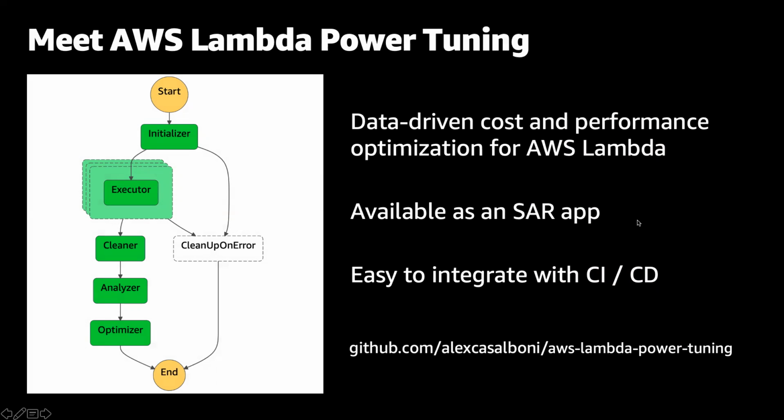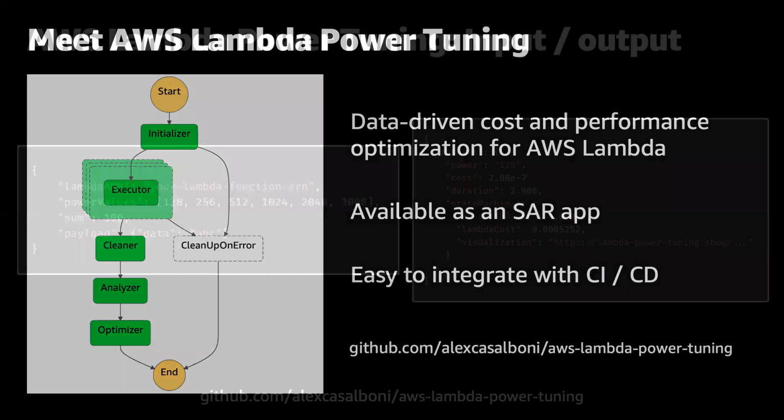It runs in your account. You provide your function as input, just the ARN of your function. And this state machine is going to configure your function, execute your function in multiple memory configurations, and then come up with the optimal setup for you. So if for that specific function, you would rather use half a gigabyte, 1 gigabyte, 4 gigabytes of memory, now you have data to prove your decision.